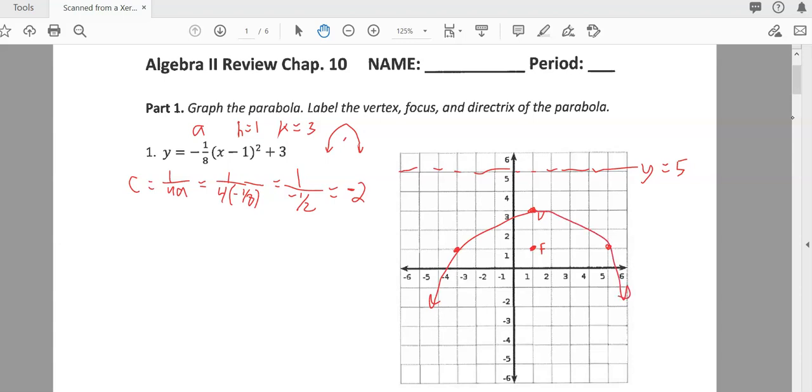Now, I didn't use a lot of formulas. You could have used the formulas, right? I think the formula for the focus point was (h, k + c). So if I'd used the formula, I would have said, okay, h is 1, k is 3, c is -2, so 3 plus -2, or 1. And we get the point (1, 1), which is where that focus point is. So you could have used the formula for these, same thing for the directrix, for the shifted formulas. That would have been fine as well.